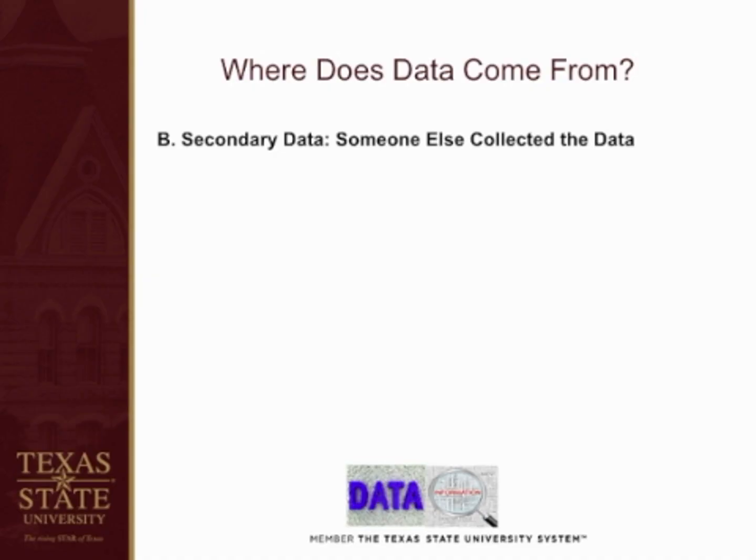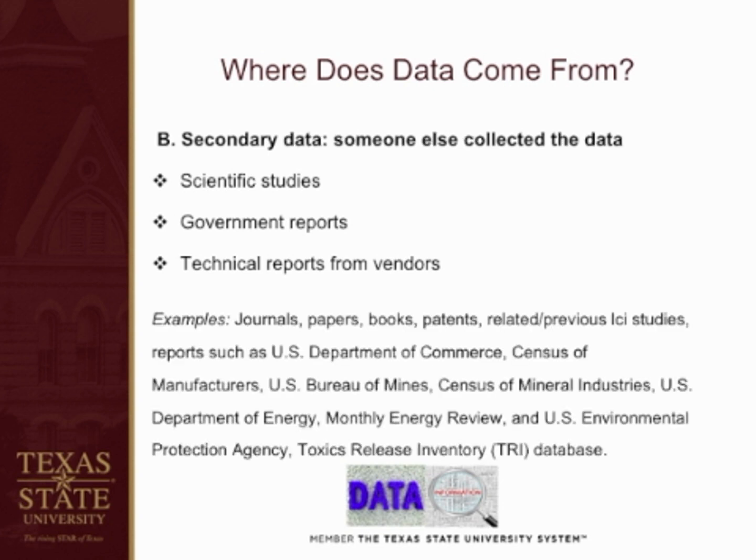The second type of data is called secondary data. This is, you're not collecting it, somebody collected it for you. This could be scientific studies, government reports, or technical reports from vendors. Such as what? Well, you have the US Department of Commerce that can put out data for energy consumption in steel industries. Or you could have the US Bureau of Mines that gives you data on how much energy is consumed in extracting a ton of coal.